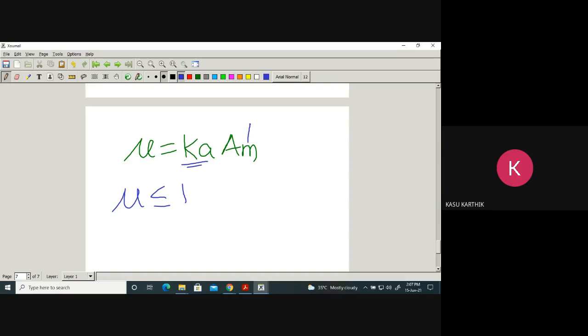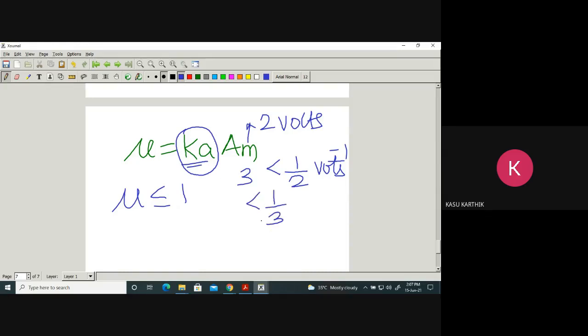Suppose Am equals 2 volts. What should Ka be now? Less than 1 by 2 volts, that is, volt inverse. Why? Because then mu will be less than 1. So the job of this Ka is to make sure that you get mu less than 1. If Am is 3, Ka should be less than 1 by 3. Depending upon the Am value, we choose Ka so that mu will be less than 1.